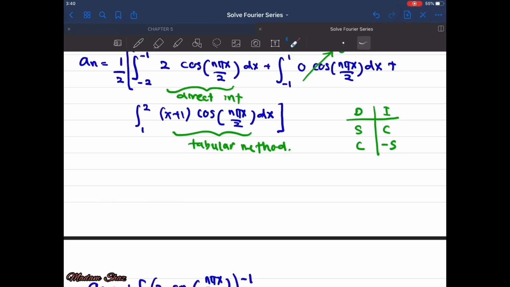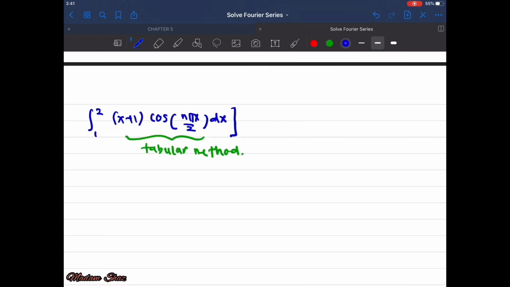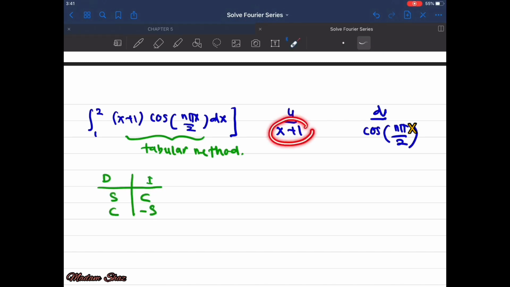Plus with, integrate x plus 1 multiply with the cos n pi x over 2. This one we have to apply the tabular method. So in order to apply the tabular method, you must have u and dv. So u is the x plus 1, dv is cos n pi x over 2. So x plus 1 we have to differentiate until you get 0. So differentiate x will become 1. Differentiate 1 will become 0.